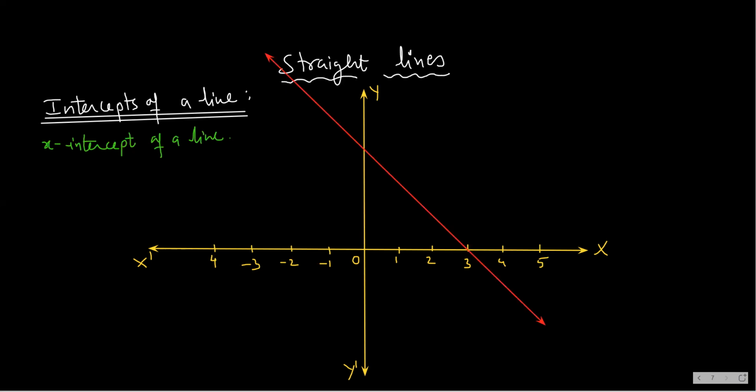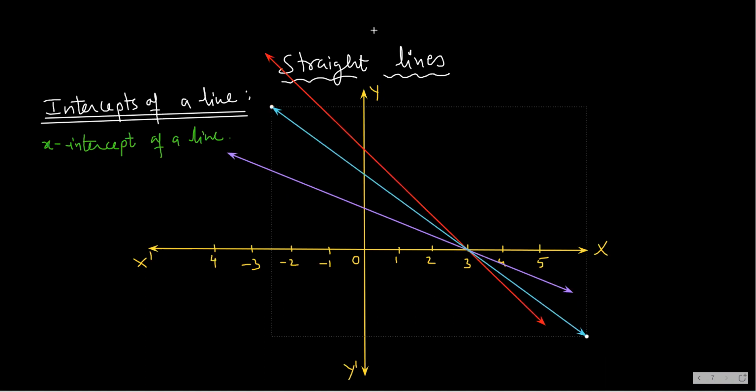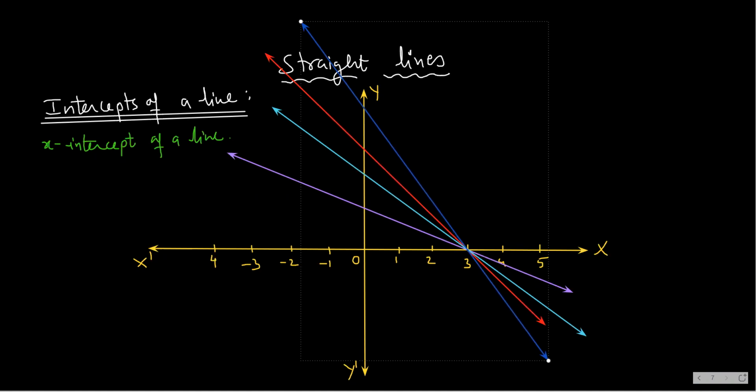At number 3, there can be other lines also which can cut x-axis at number 3. See, this line is also cutting x-axis at number 3. I can have another line which is cutting x-axis at number 3. These all lines are cutting x-axis at number 3, but they all are different from each other. You have to agree, right? Now see, students, these all lines have x-intercept 3.